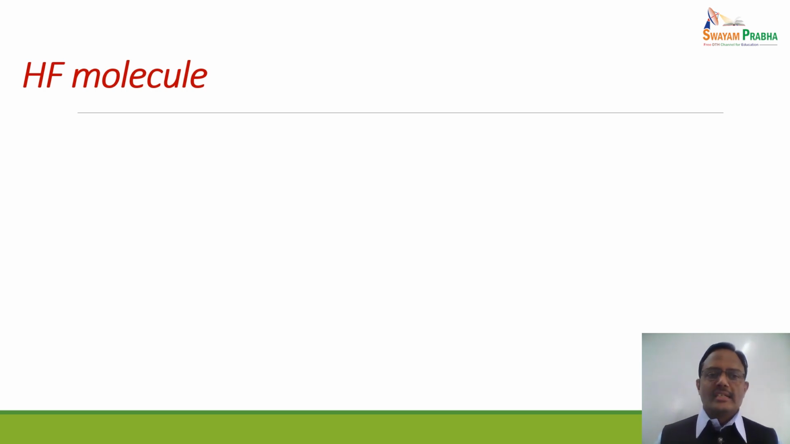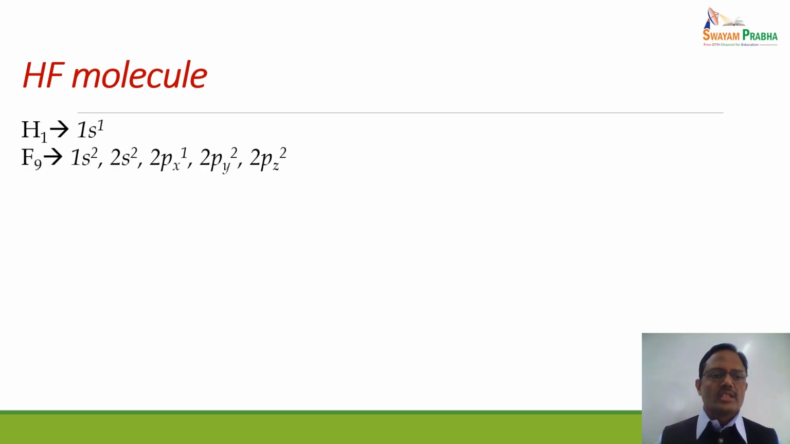Now, since it is a heteronuclear diatomic molecule, the electronic configurations of hydrogen and fluorine are not identical, neither are their energies equal. If we consider the electronic configuration of hydrogen, it is 1s1, and fluorine, atomic number 9, has an electronic configuration of 1s2, 2s2, 2px1, 2py2, 2pz2, or you can have 2px2, 2py2 and 2pz1. So this single electron can be present in any of the three degenerate orbitals.